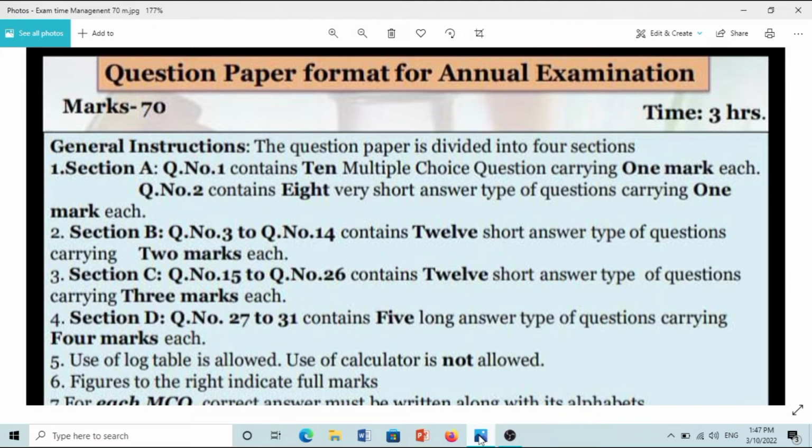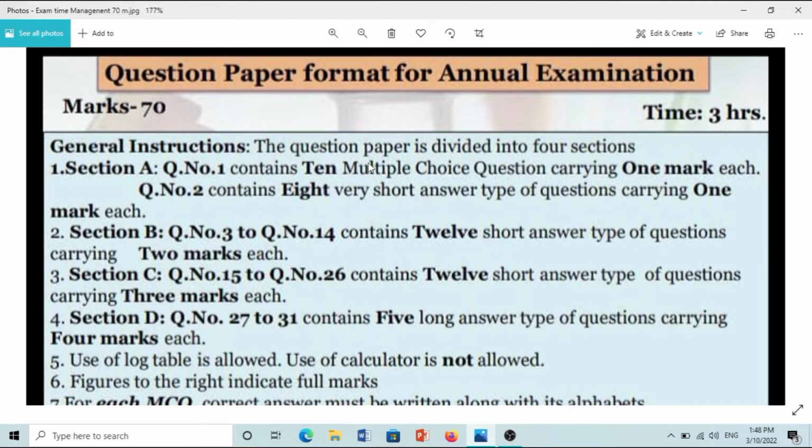Today, I will tell you how to manage your time at the time of writing the board exam paper. Let's start. As all of you know, the total marks for the board exam biology paper is 70, and the time is 3.5 hours. First of all, there are some general instructions given.